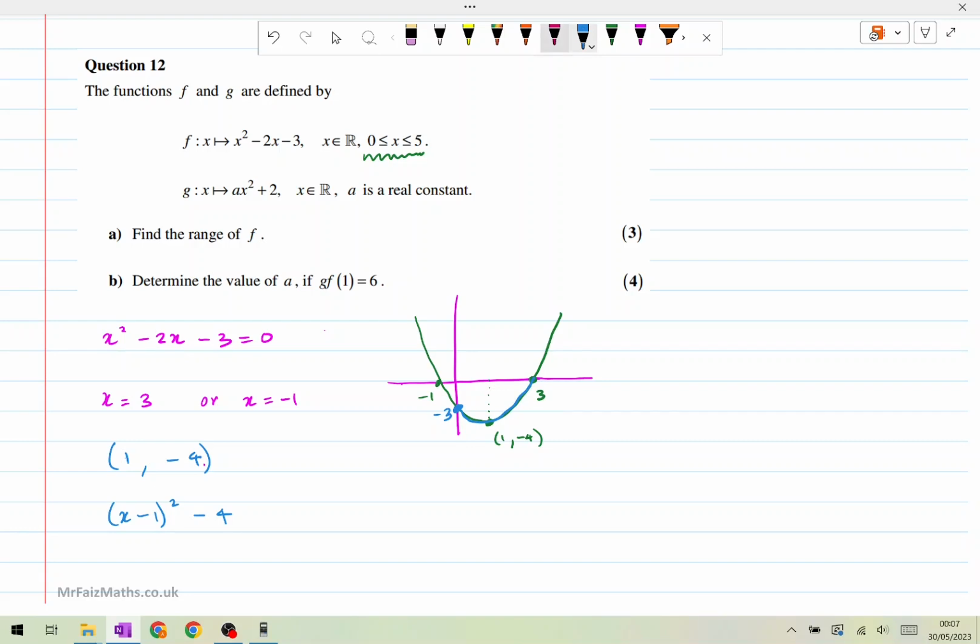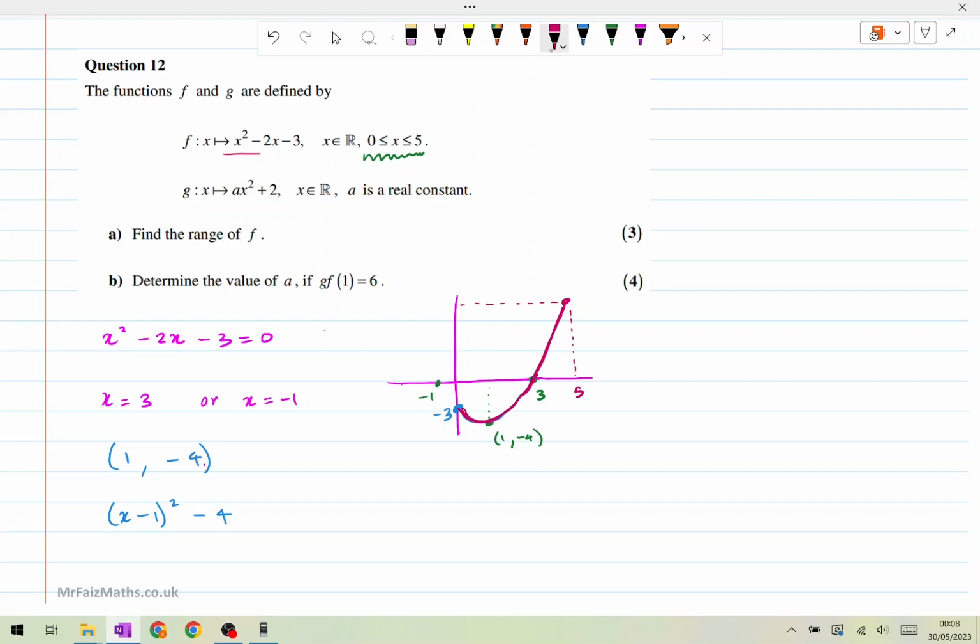Let me do that in red. So we'd have all of this part of the curve, and it would keep going until we get to x is equal to 5. So let's say x equals 5 is over here. So at this point, you will need to work out the y coordinate when x is equal to 5. So I'm just going to get rid of this green bit here. So this is what the curve would look like. The minimum y value it gets to is minus 4. The maximum y value you work out just by putting x is equal to 5.